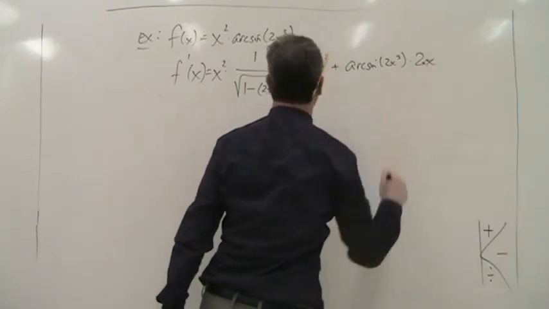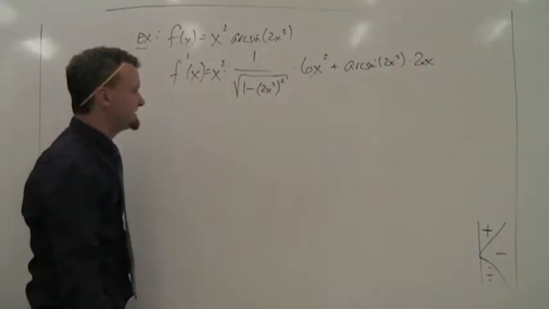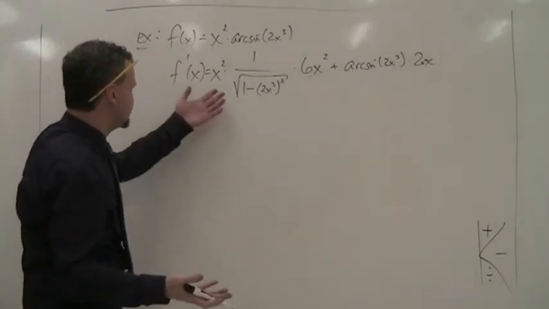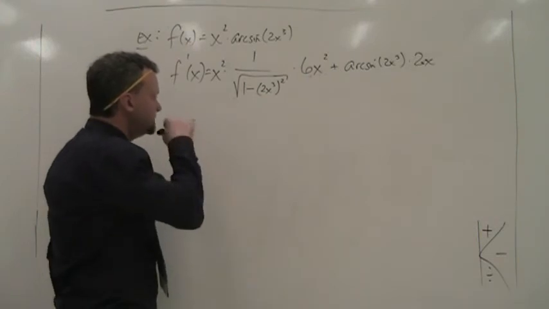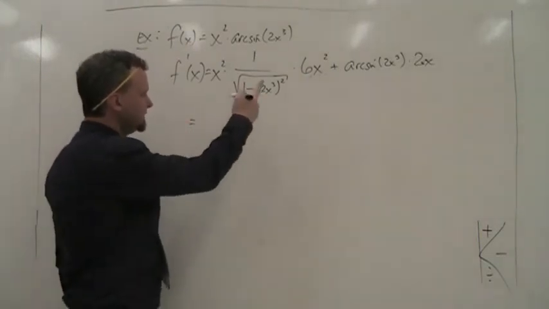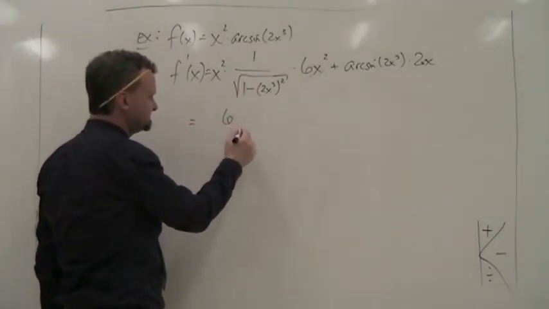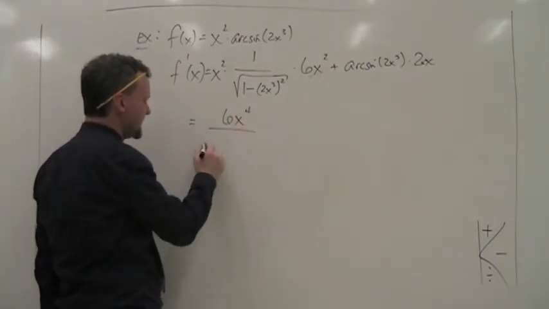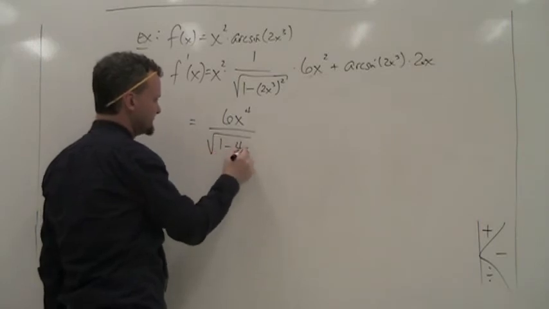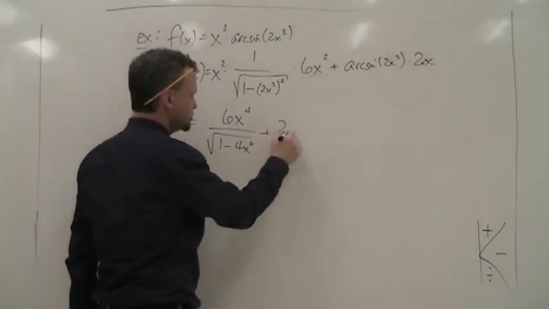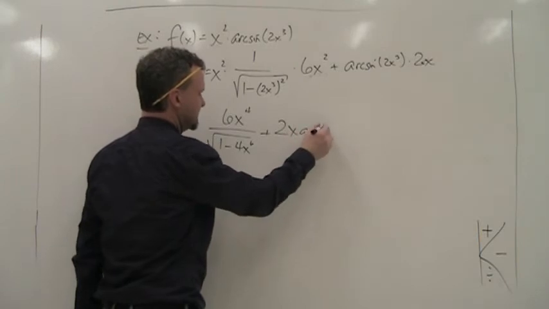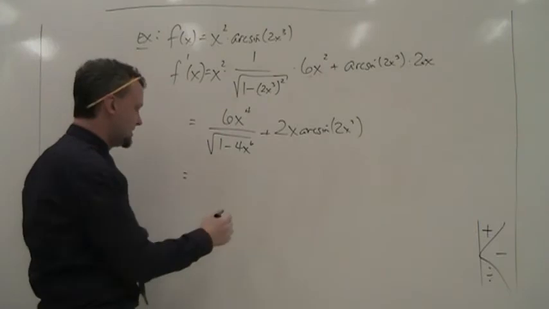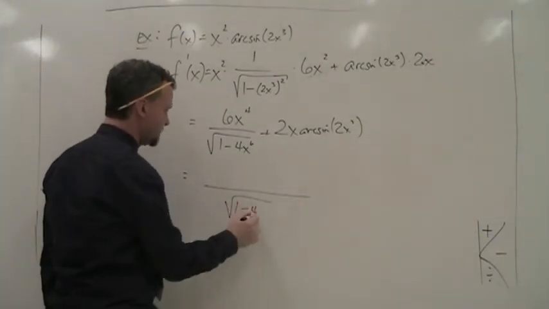All right. Now I'm going to try to clean this up. So it's all algebra now. There's no more calculus. My responsibility is done. It's done up here. All right, so now we're going to clean this up. We got 6x to the 4th on the top. Underneath, we have a radical 1 minus 4x to the 6th plus 2x arc sine of 2x cubed. We need a common denominator. The common denominator is the square root of 1 minus 4x to the 6th.